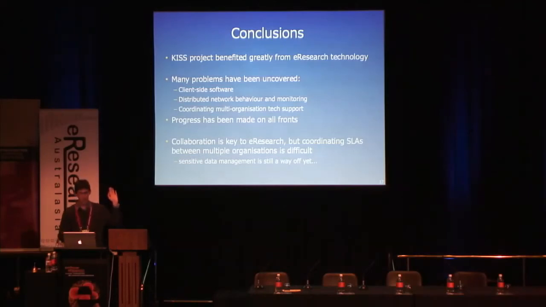The KISS project has benefited greatly from the e-research technology that we've actually been able to get access to. We've had lots of problems with the client-side software, with the network behavior, with coordinating lots of organizations to provide tech support, but it's also been extremely useful because significant progress has been made on all of those fronts. So it's really lined up. I mean, it's not been done by our project, but say NESI have done a huge amount now to become a coordinating point for support tickets for problems that might actually be with disparate parts of the national e-research infrastructure. So it's been very interesting to see that develop.